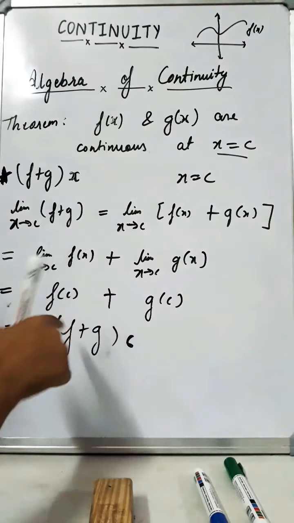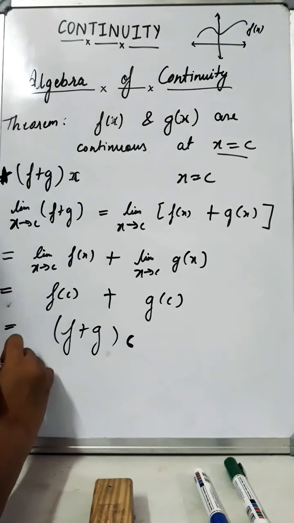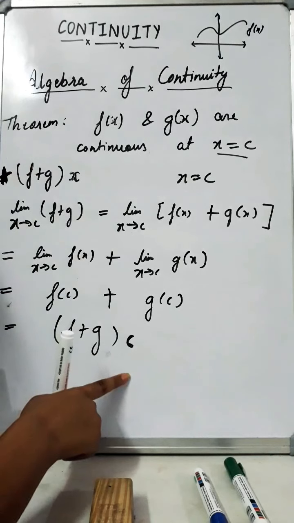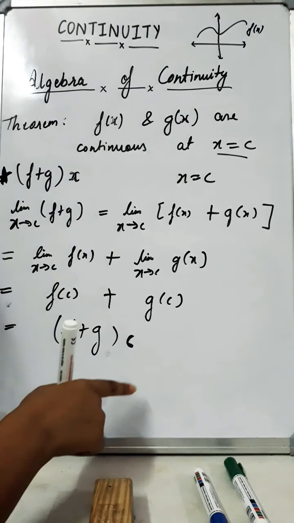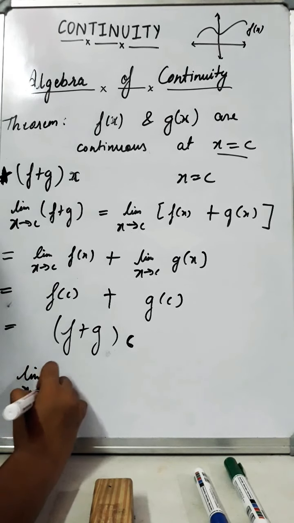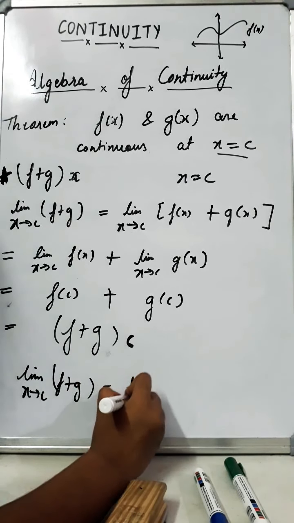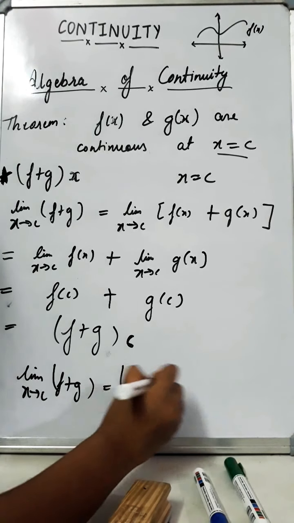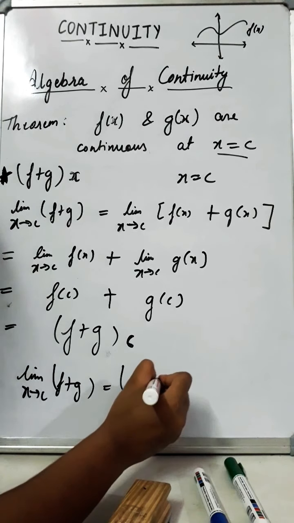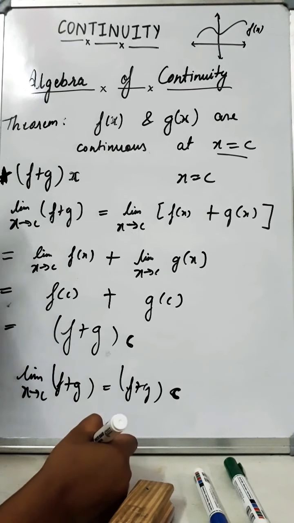So what you got? You started from limit x tends to c, f plus g, and you got to this point. So you got the very fundamental property of limits, and that means your function is continuous. The first part of the theorem is proved. Similarly, you prove the other parts also.